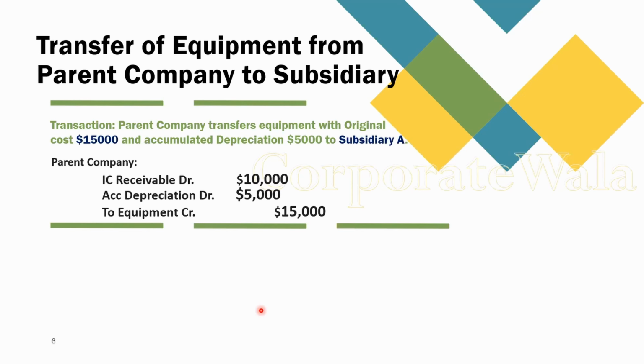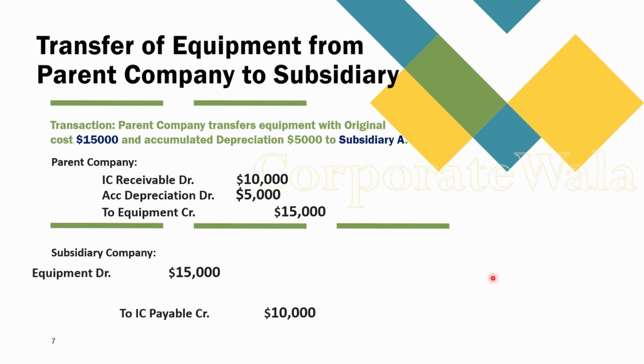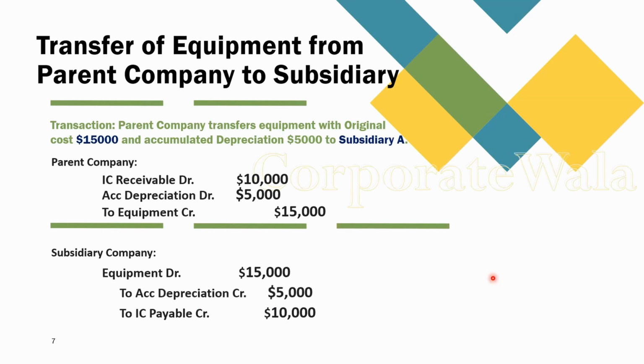Now, again, if you want to pass entries in subsidiary A's books, what will be your journal entries? So again, as I mentioned in the previous question, like receivable, you have to create a payable as well. So you have created a 10,000 payable amount. Again, you are getting equipment here, so you will debit the equipment, and you are also getting the accumulated depreciation, so you will credit the accumulated depreciation.